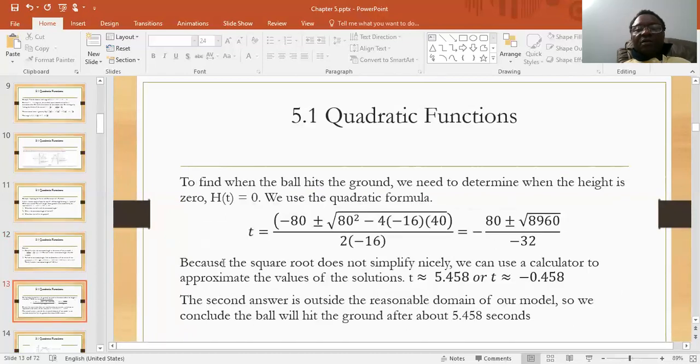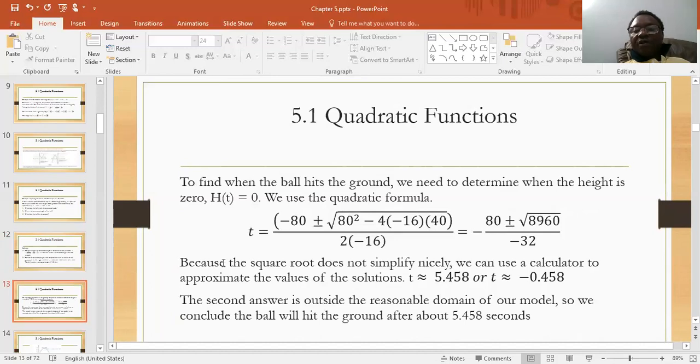To find the time the ball hit the ground, we need to determine when the height is 0. So that is h of t equals 0. It leads to the solution of the quadratic equation, which has two possible values: minus b plus or minus the square root of delta, over a, which is minus 80 plus or minus 89.60 over minus 32.